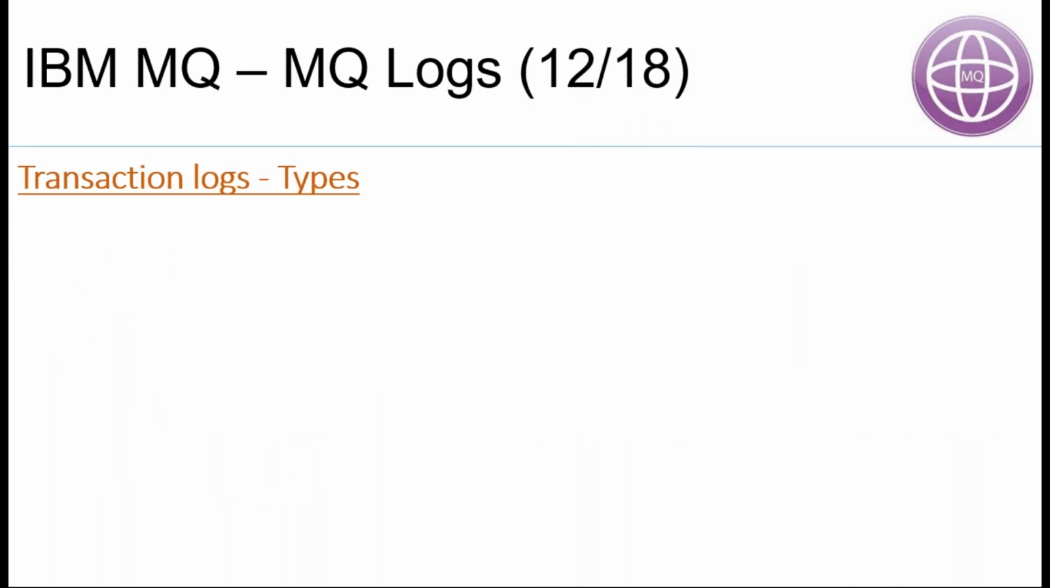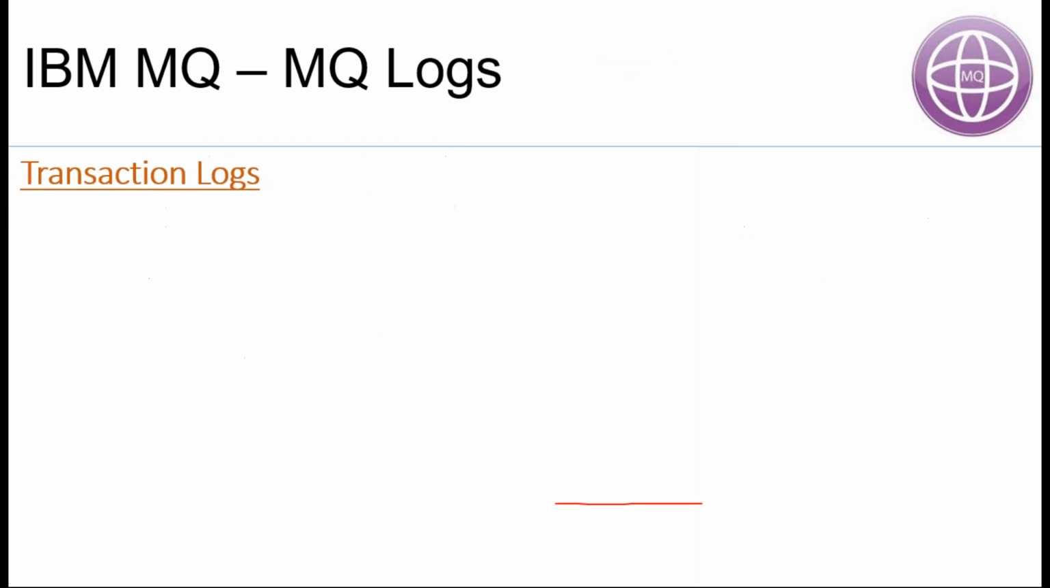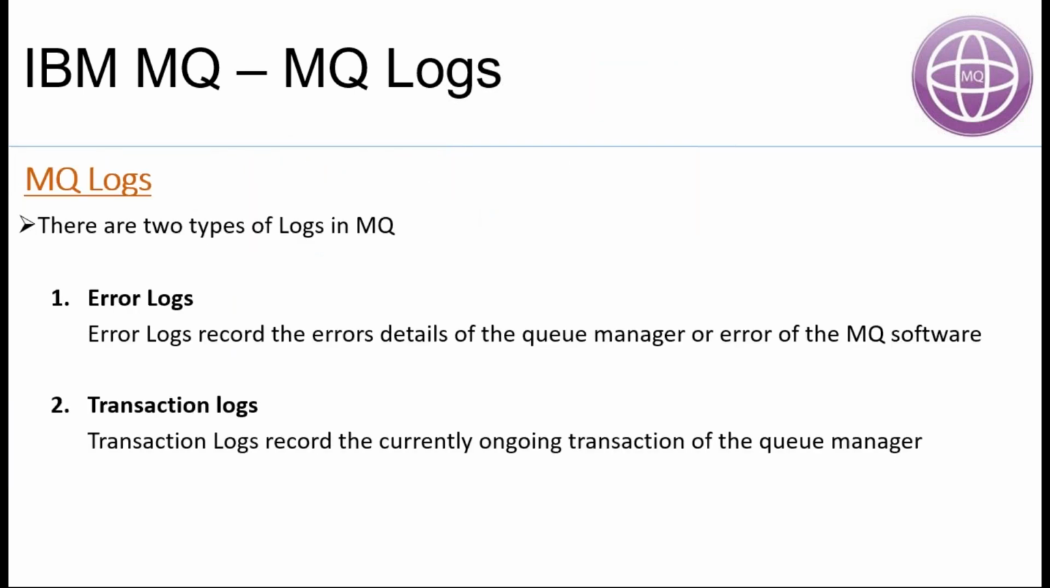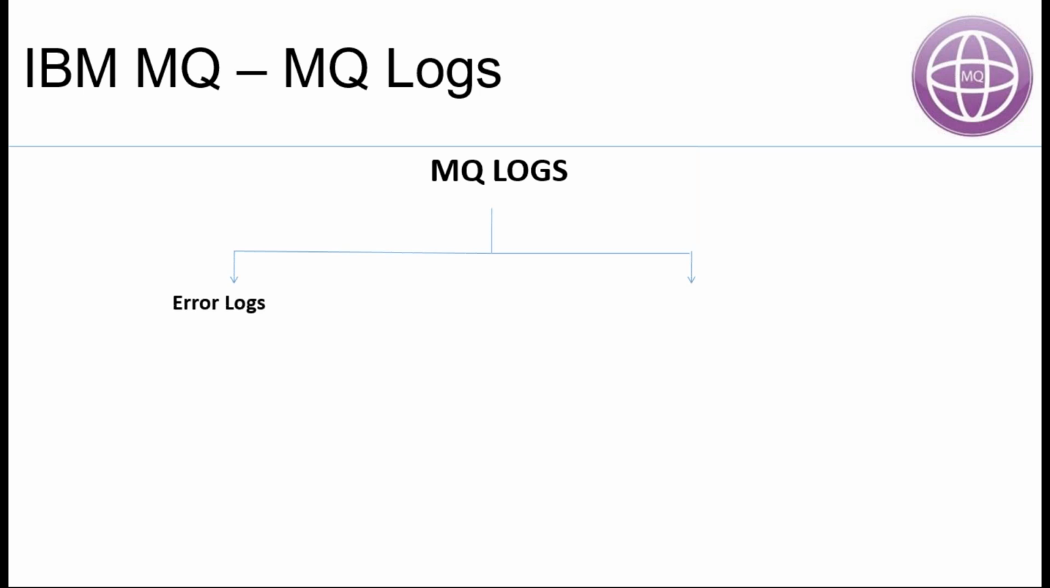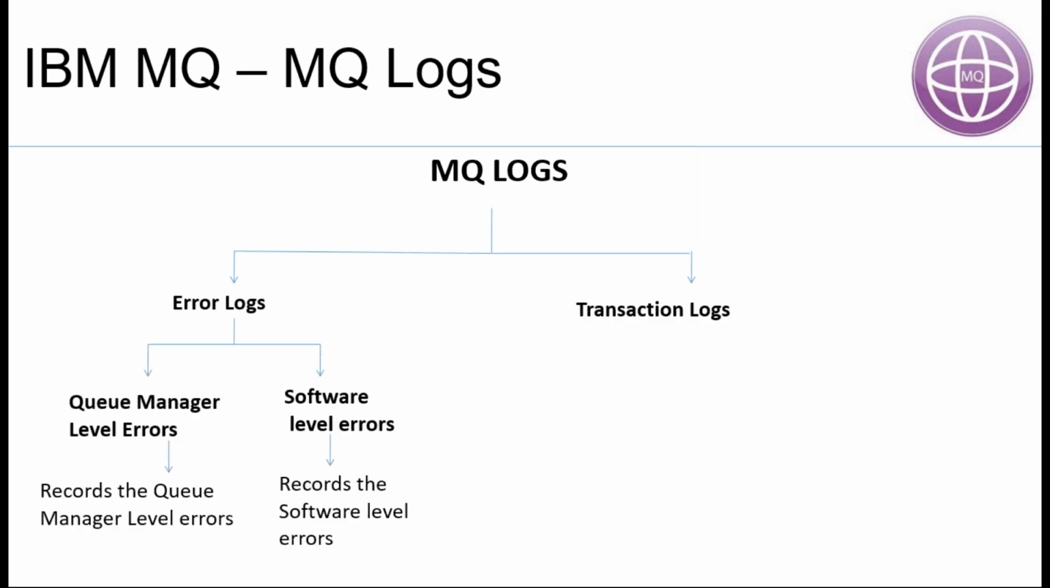Now, transaction log types. This one we are already aware of. There are two types of transaction logs: circular logs and linear logs. If you remember a diagram I showed yesterday, let me show it one more time. See, MQ logs: error logs and transaction logs. Error logs we have already seen yesterday. Now today we are going to discuss the transaction logs. The transaction logs are of two types: circular logs and linear logs.